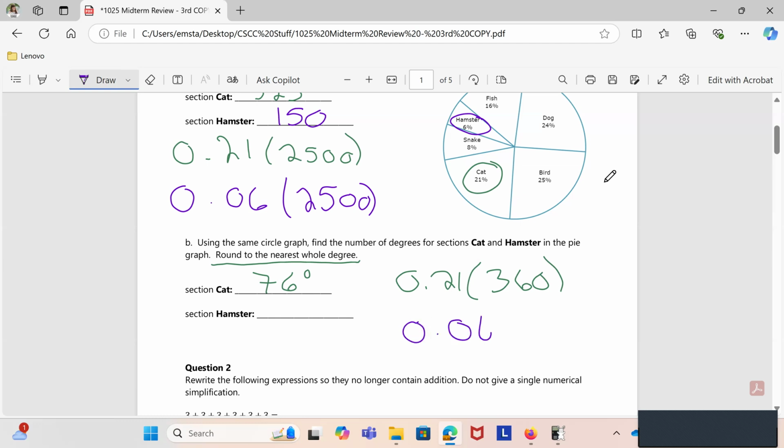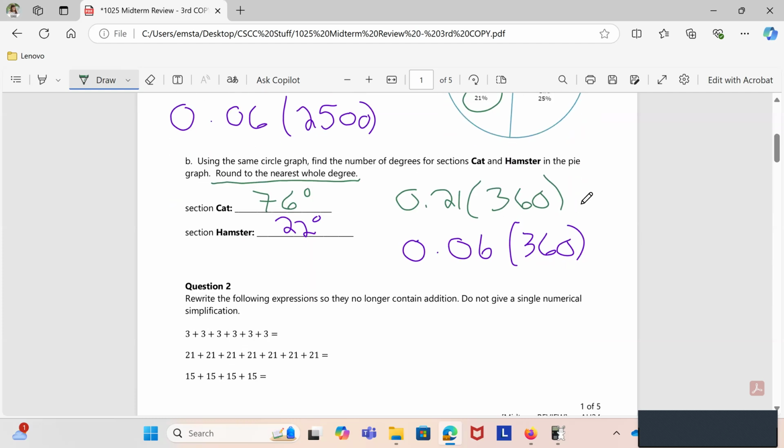So the same decimal as the hamster, 0.06. And then we're still going to multiply that by the 360, the total number of degrees in a circle. Times 360. I got 21.6. Does that agree with what you're seeing? Yeah, which would be 22. Yep, beautiful. Questions on number one? All right. I like that one. I know there's one similar to this on the test. I can't remember if they do the degrees or just the population, but knowing it's good.